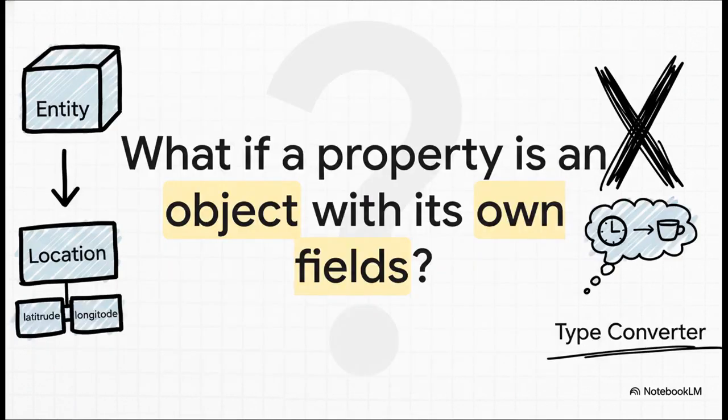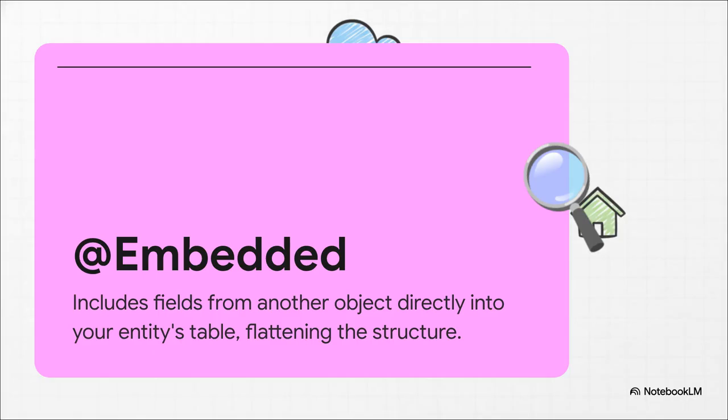Okay, so type converters are awesome for that one-to-one swap. But what if you have a property that is itself an object with its own fields? For example, imagine you have a location object that contains both a latitude and a longitude. A simple type converter isn't going to work here because we want to store those as two separate columns in our table. For that, Room gives us this awesome little annotation, @Embedded.